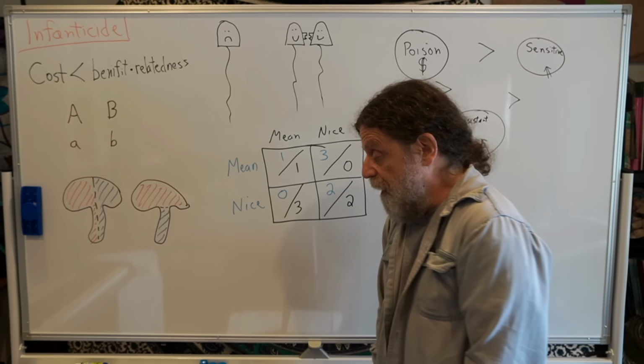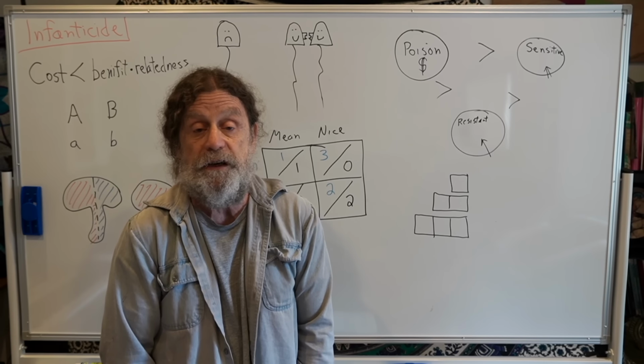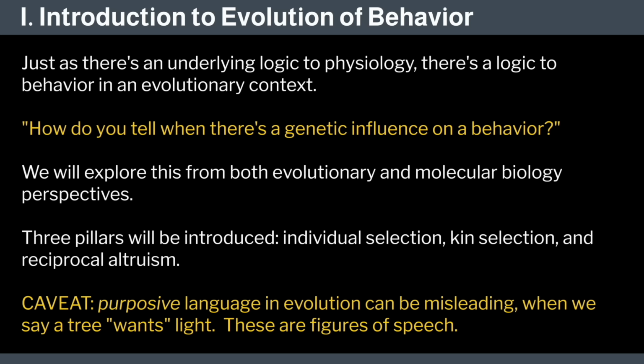And the whole underpinning of it is exactly as with the skulls the other day. There's an underlying logic. Just as there's a logic to the physiology of kidneys and desert rats and all of that, there's a logic to behavior as well in an evolutionary context.